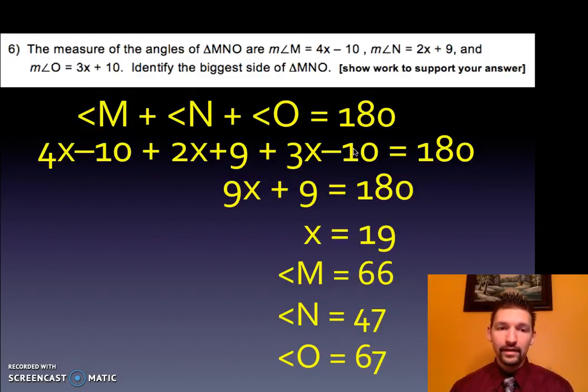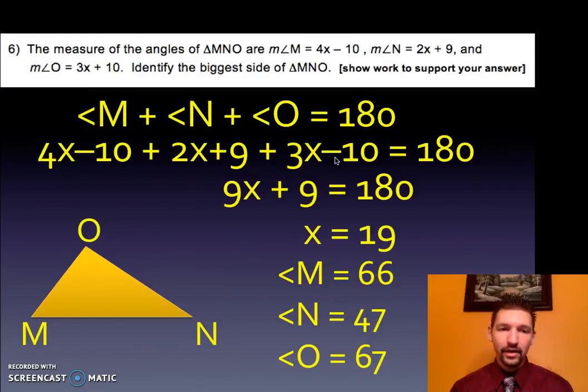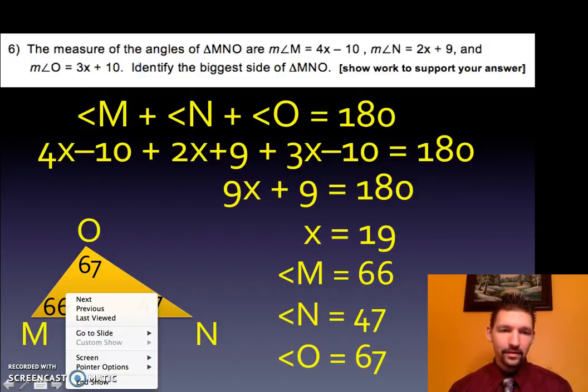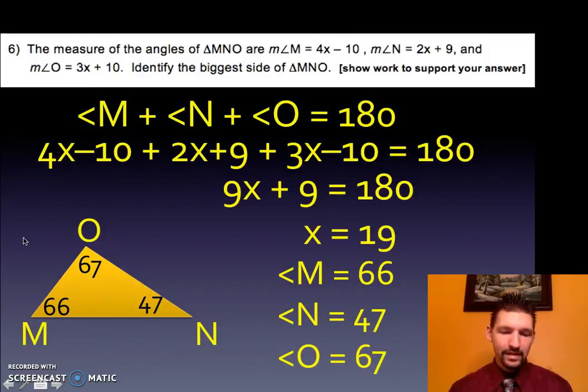Again, probably a good idea to draw a diagram at this point of triangle MNO. Again, probably not to scale, that's okay. And then we're going to put angle M, angle N, and angle O on our diagram, and we are looking for the biggest side. We know that that is across from the biggest angle. So out of 66, 47, and 67, this is the biggest angle, meaning that MN is going to be the biggest side.